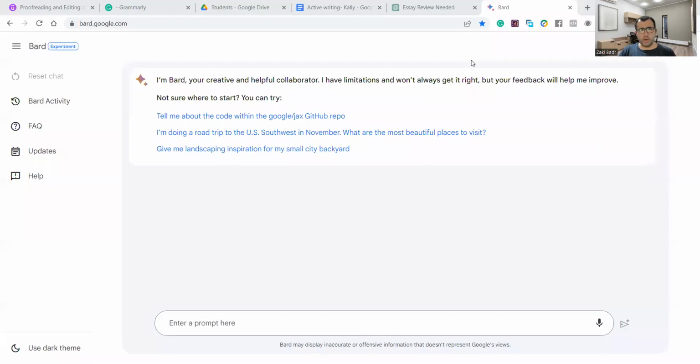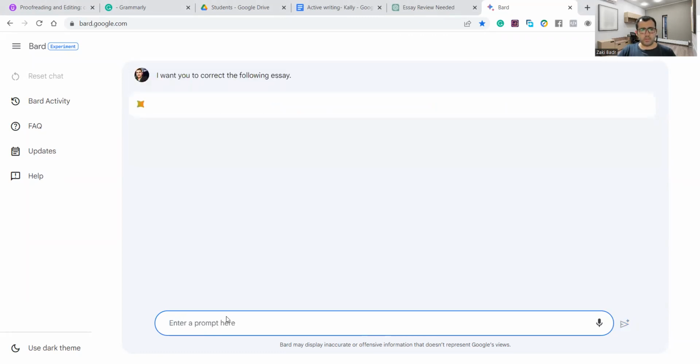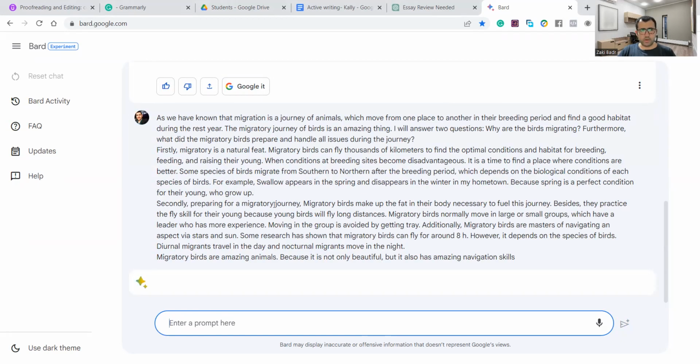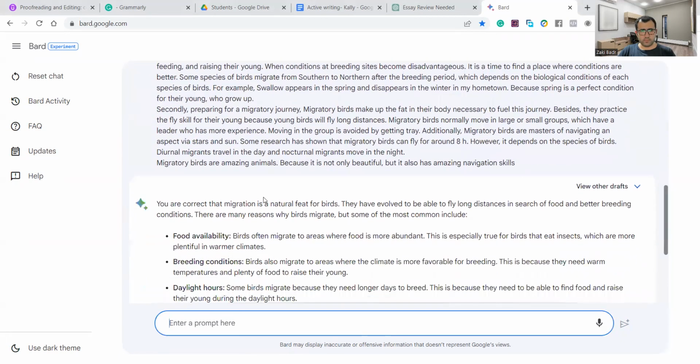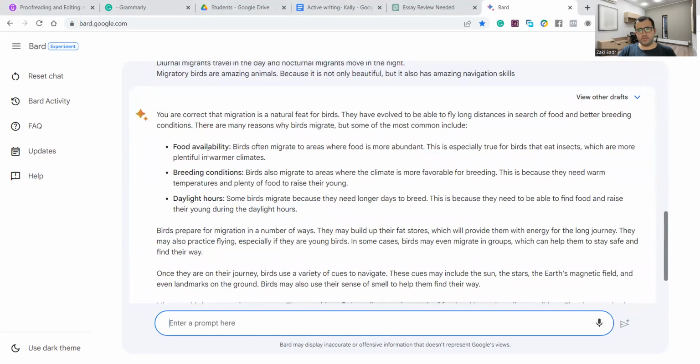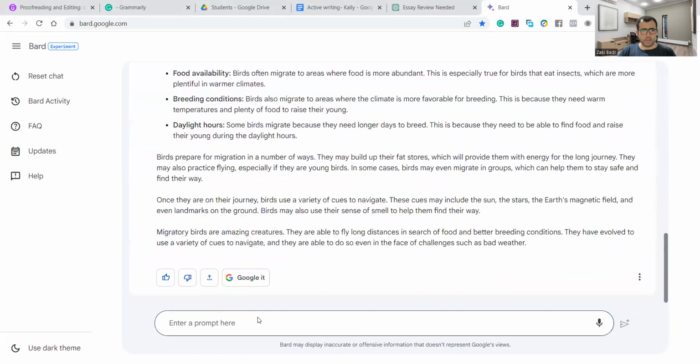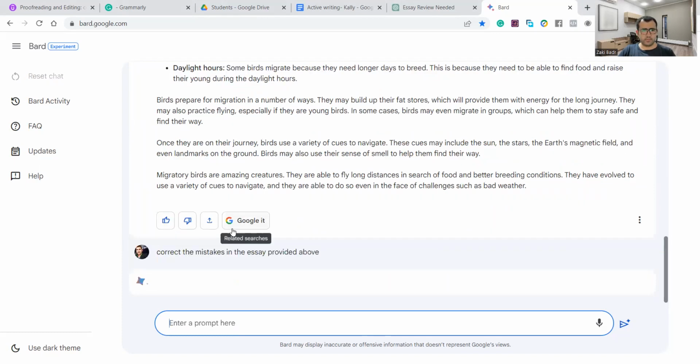Okay, this is another one called bard.google.com, and it's free. So also tell it what you want to do. I want you to correct the following. Listen, tell me what you say. Not as smart as ChatGPT. Sounds like it's more about doing research. Correct the mistakes, and it says provided above. It's still in the experiment, so it's not official. It's like beta, not official.